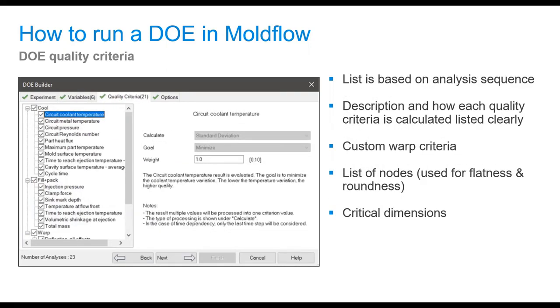The next tab, the quality criteria tab. This tab is used to select which analysis results you would like to study within the constraints you have selected on the variables tab of the DOE builder. The greatest thing about the DOE builder is it provides a description of how the criteria is calculated. Additionally, once you have created your custom warp criteria, flatness and roundness node scripts, your critical dimensions bars, you can add those to these tabs.